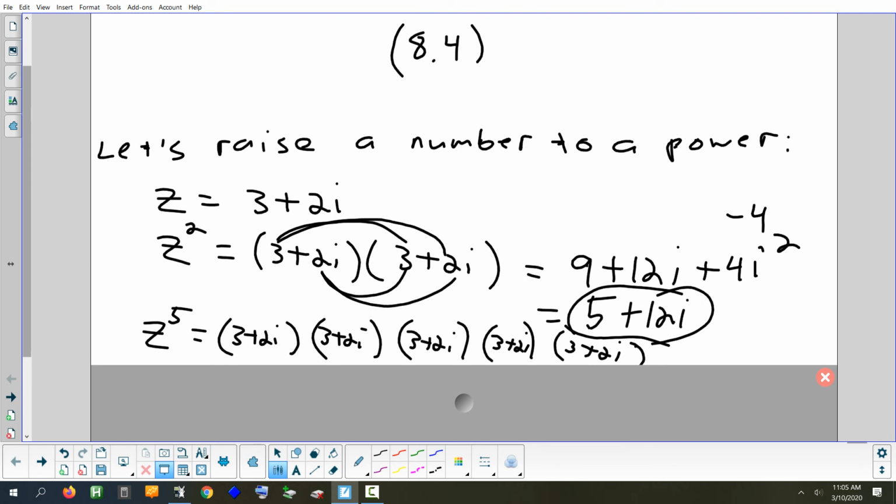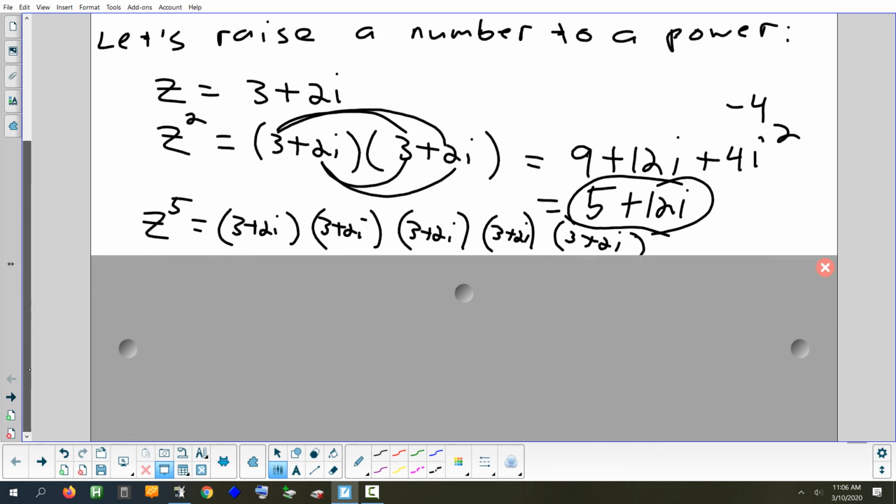There's not hard steps. There's a lot of steps, and there's a lot of things that you could mess up. You could forget to change i squared to -1. You could combine like terms wrong. You could just multiply wrong. You could do 3 times 3 and just write 6. You meant 9. So a lot of things that could go wrong.